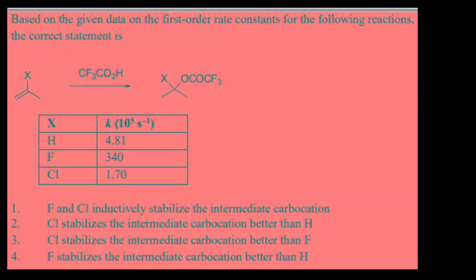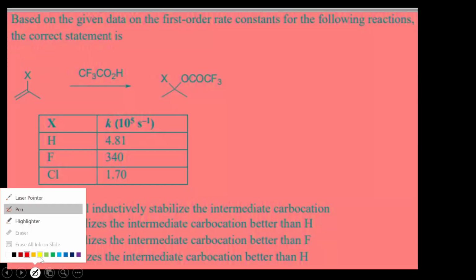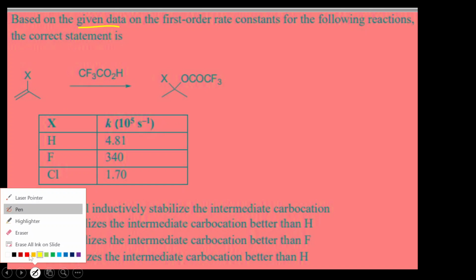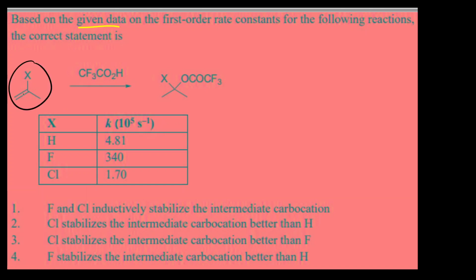Now let us see the next one. Based on the given data, the first order rate constant of the following reaction, the correct statement is. You can see this is the reactant and this is the product. How do you get the product? This is TFA, trifluoroacetic acid.